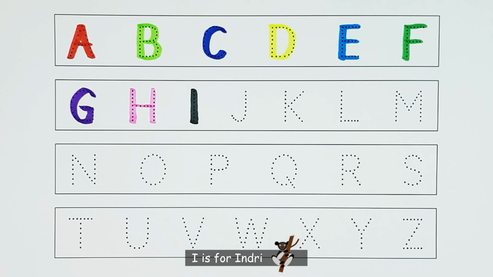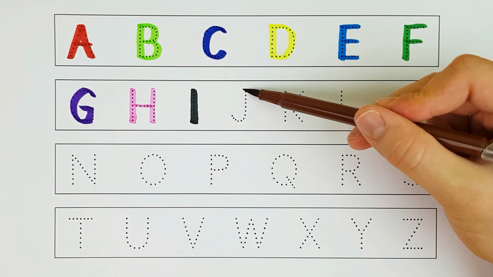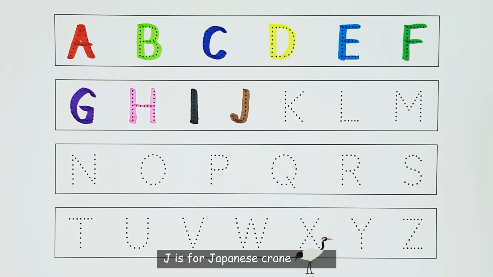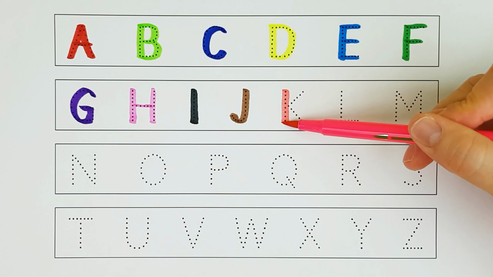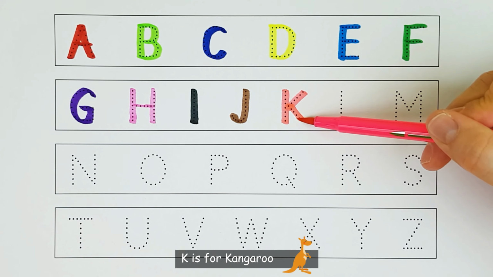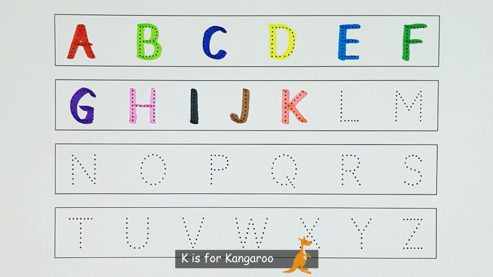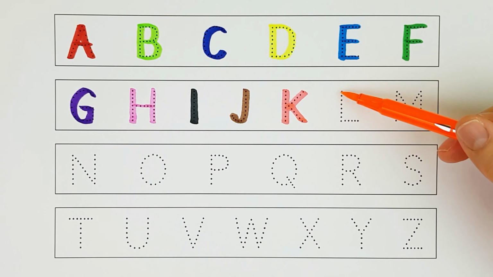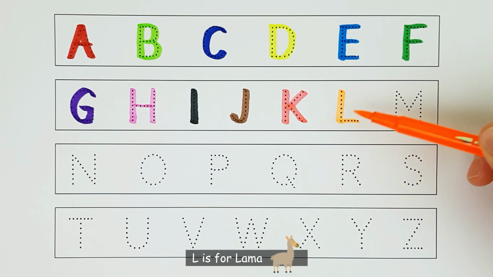I. I is for Indri. J. J is for Japanese crane. K. K is for kangaroo. L. L is for llama.